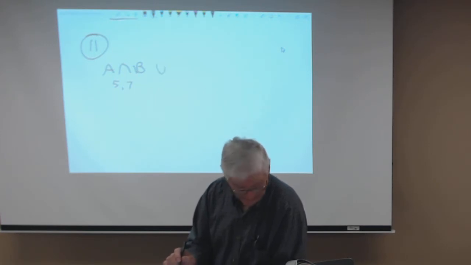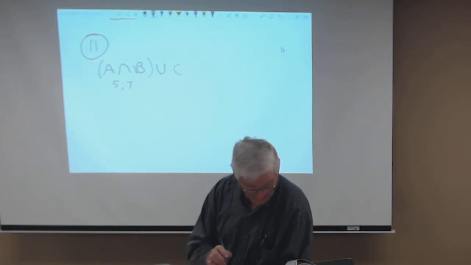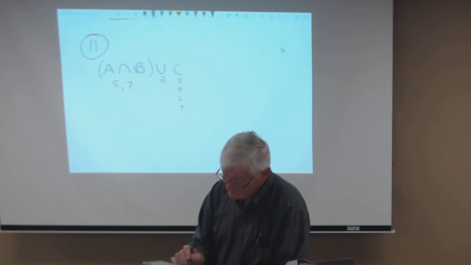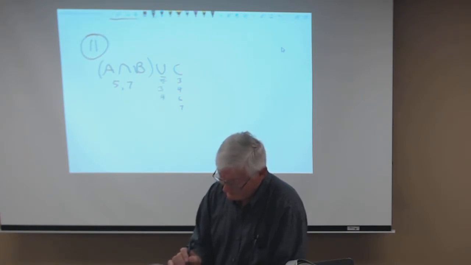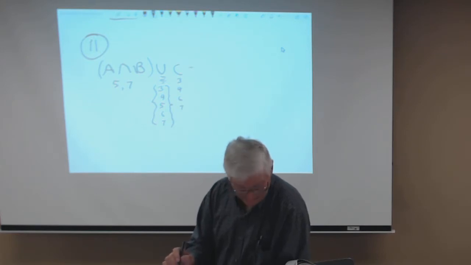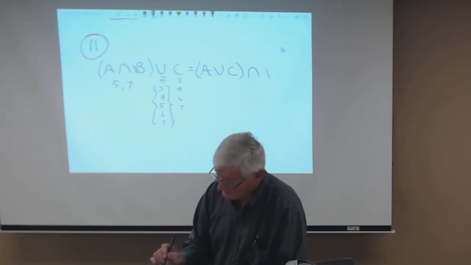And if I unite that with C, what are the numbered regions in C? 3, 4, 6, 7. And what's the union of those? 3, 4, 5, 6, 7. Now let's come over here. Does that equal A union C intersect B union C?